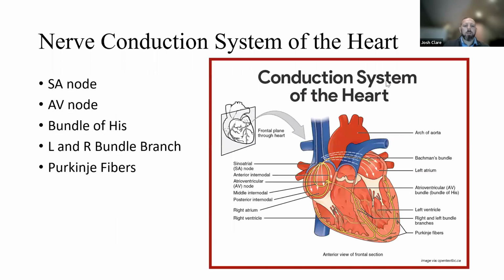Let's look at the conduction of the heart. The conduction of the heart starts at the SA node, the sinoatrial node. That's where the nervous system impulse gets sent, and then it starts transmitting a signal across the heart when to contract, when to relax. The signal then travels to the AV node, or atrioventricular node, and then it's going to go into the bundle of His.